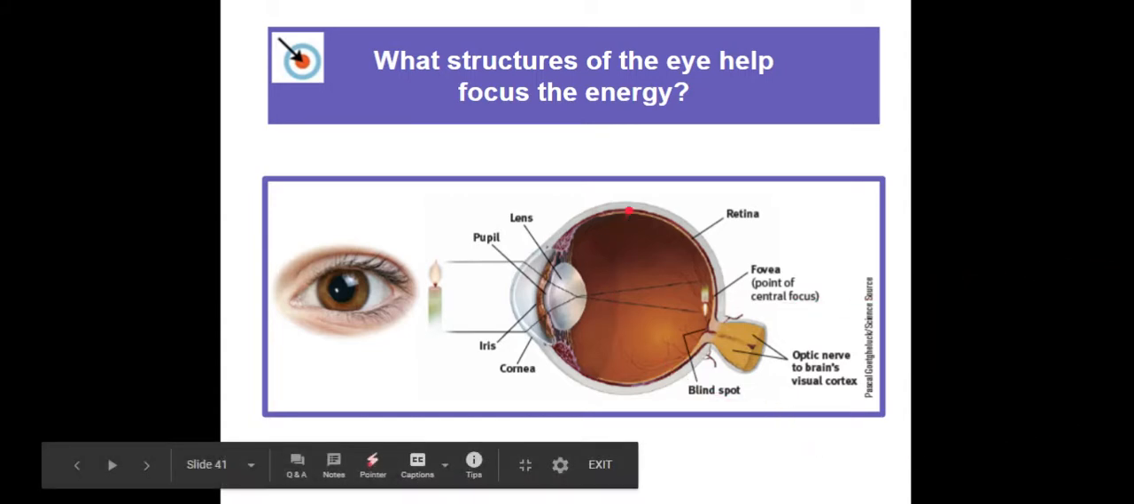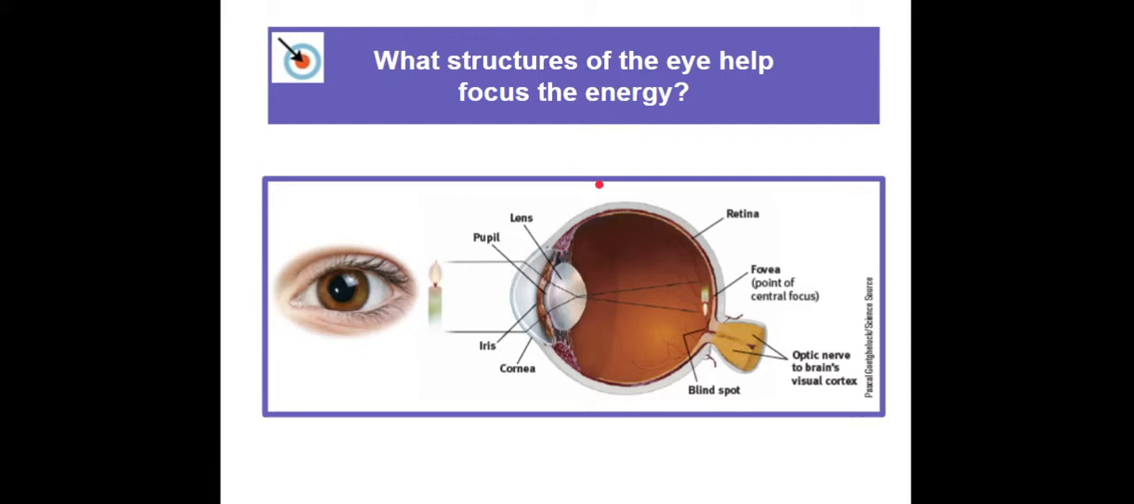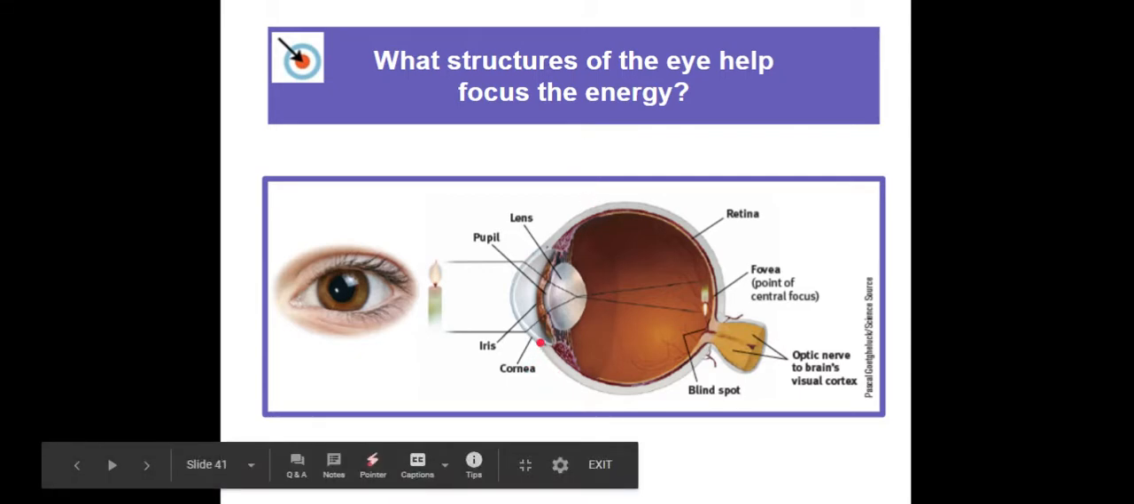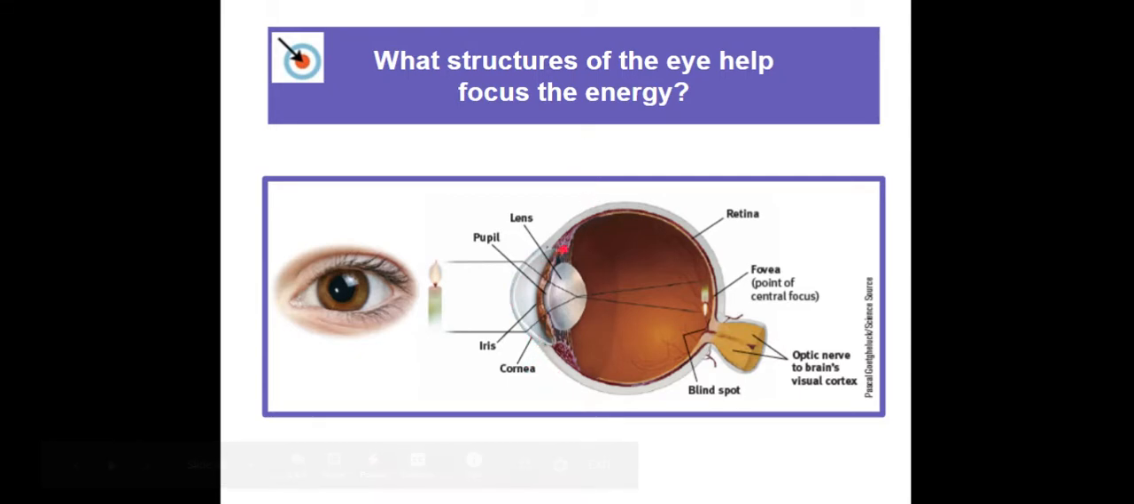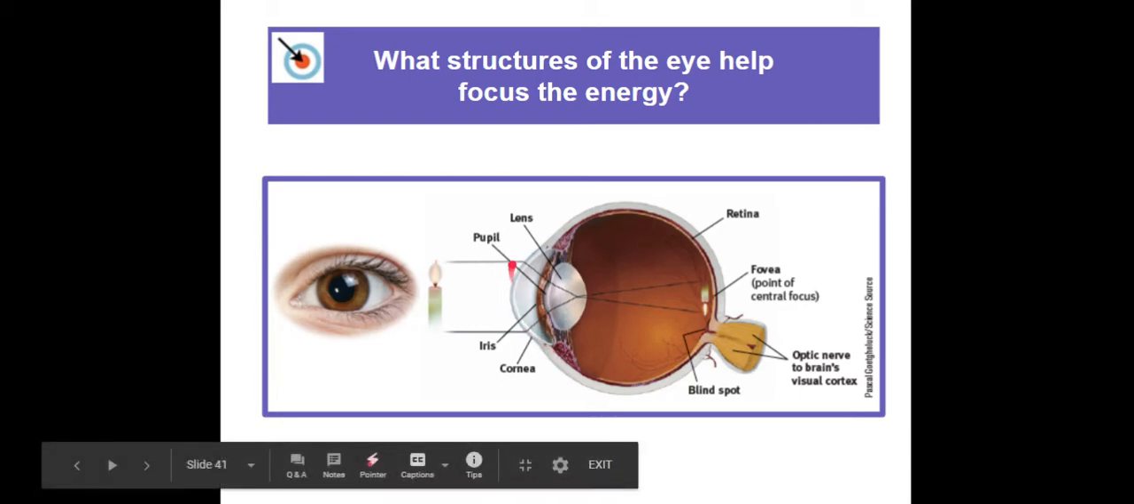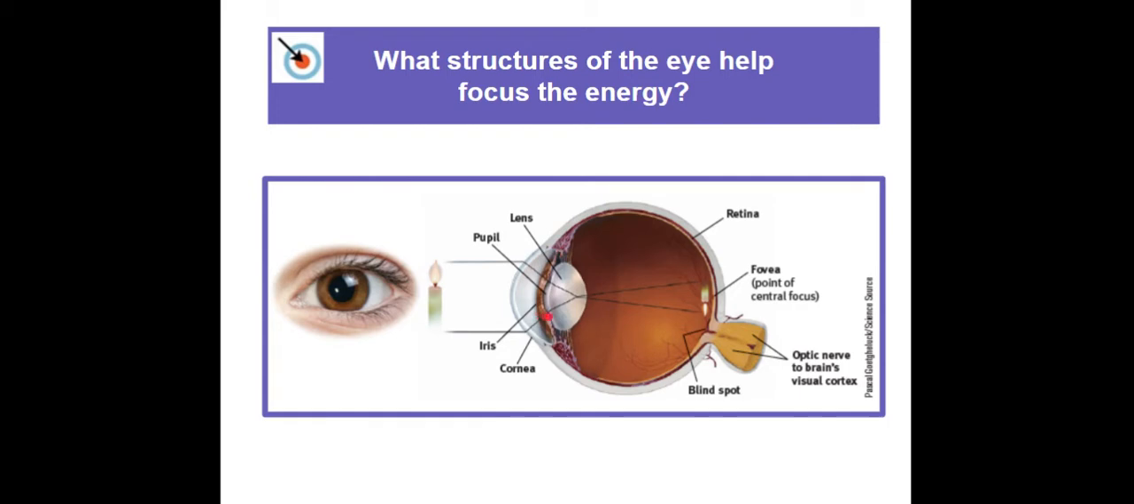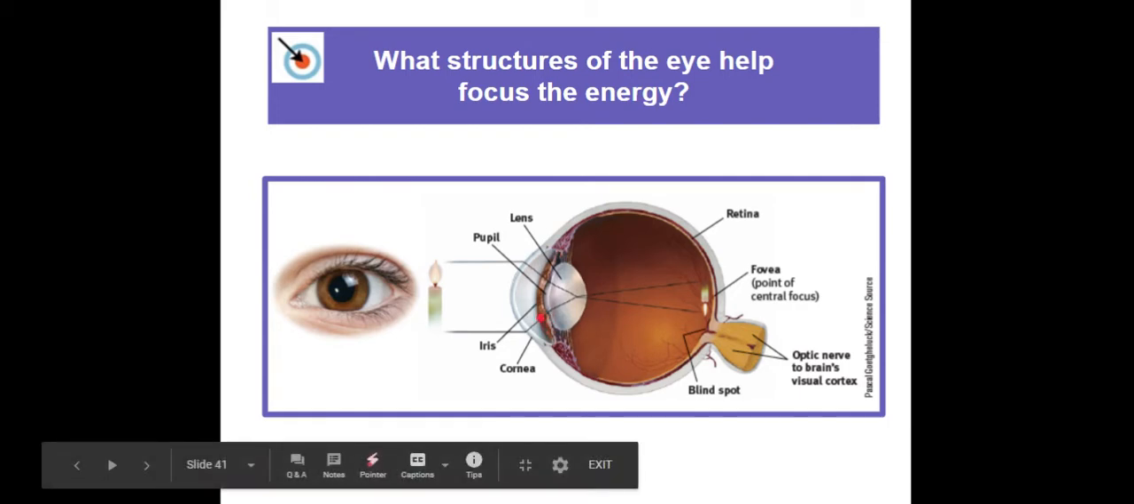So here are the parts of the eye, starting from outside in. Your cornea is the coating that goes around the lens. Your iris is the muscle that gives your eye its color. Your iris is that muscle, and it actually looks kind of like a muscle.